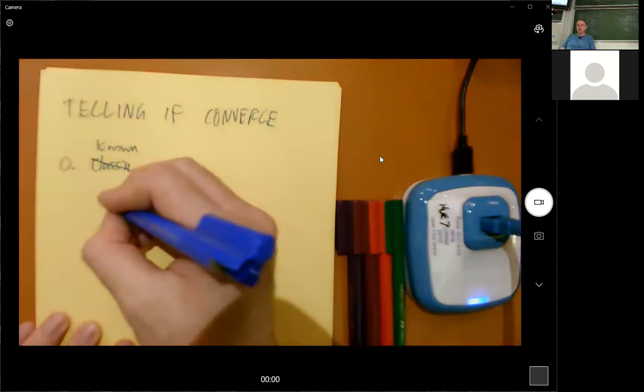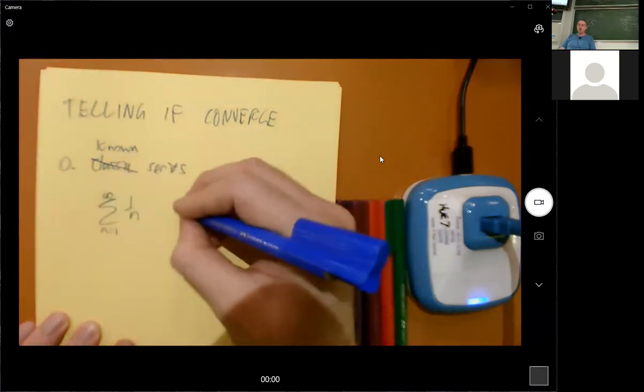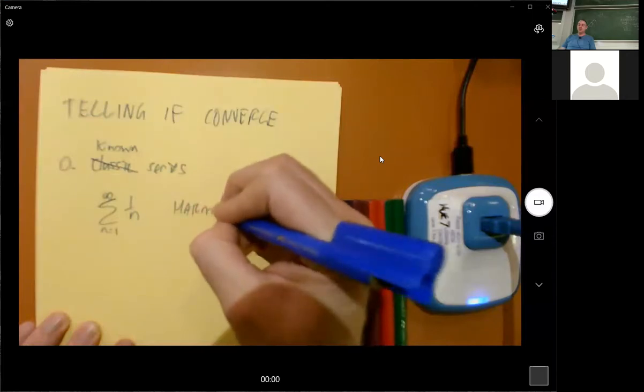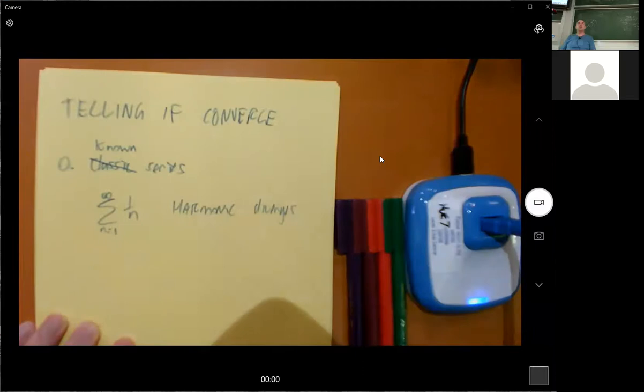So the classic series are this one, which is the harmonic series, and it diverges. And you're always allowed to say that. And they will not ask you to prove that it diverges in the exam. The only way they could possibly ask that is if they did most of it for you and asked you to do a little bit of it.